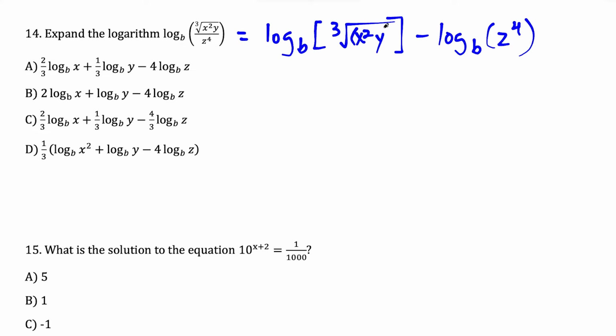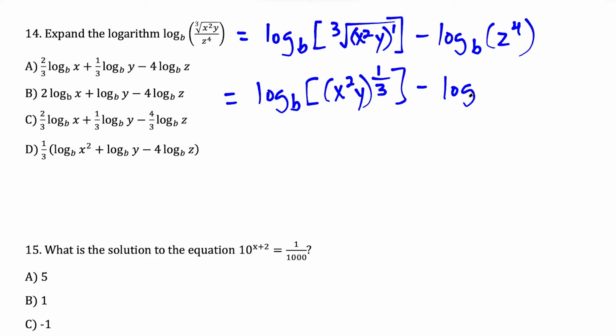So I have x squared y, and just think of this as x squared y to the 1st, so that in the next line we could write log base b of, and then on the inside here, we're going to have x squared y to the power over root. So the power of x squared y is 1 over the root of the radical, which is 3. So we have this, and now minus log base b of z to the 4th power.